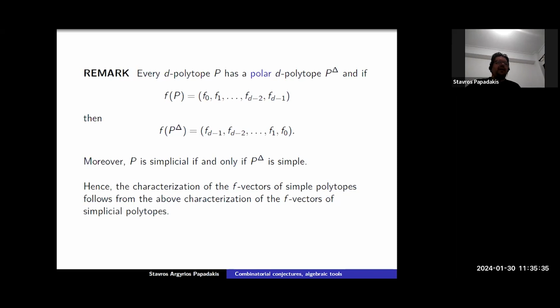As a corollary, the characterization of the f vectors of simple polytopes follows from the above characterization of the f vectors of simplicial polytopes.